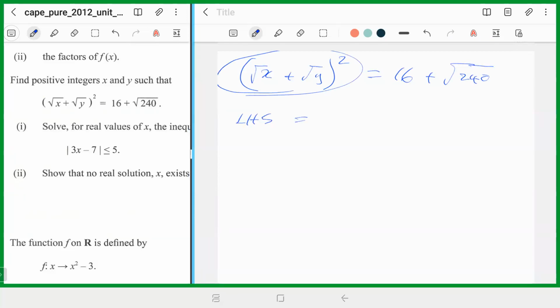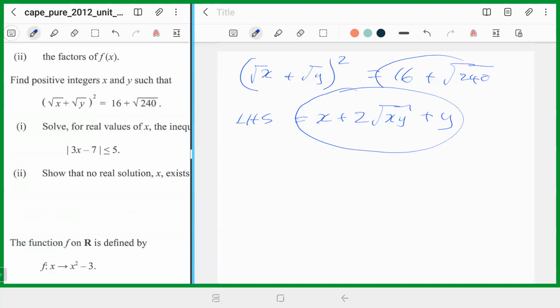Let's work the left-hand side first and see what it is. We're expanding this perfect square. It becomes the first term squared, which is x, plus twice the product of the two terms. Multiply these two things and double the result. We're going to get 2 root xy. And then the second term squared is plus y. That's the expanded form. So we're trying to compare this with this now.